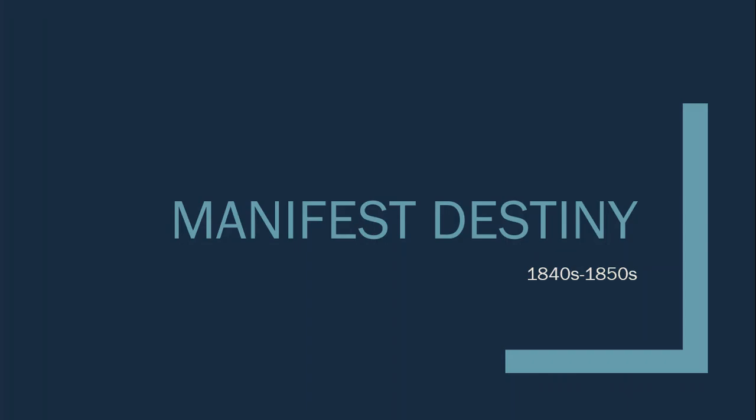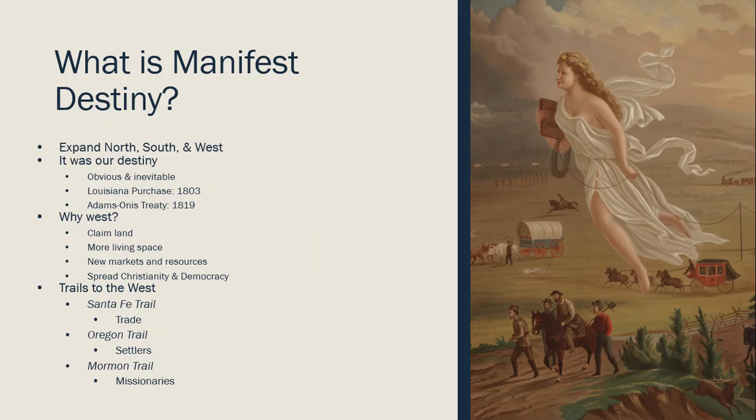Okay, the next component is starting to take a look at the role of expansion and the idea and concept of manifest destiny. So this is going to take place kind of after the age of Jackson, and as other presidencies start to emerge, there's going to be a push to settle out west. So we're looking at the 1840s to the 1850s. So what is manifest destiny? Destiny is meant to be obvious, it is inevitable.